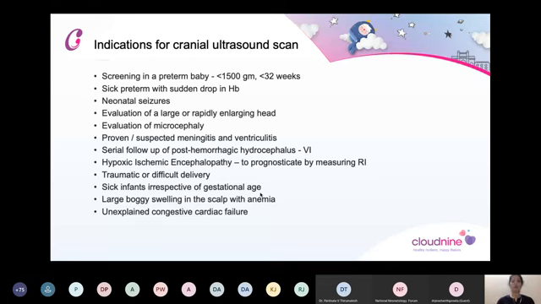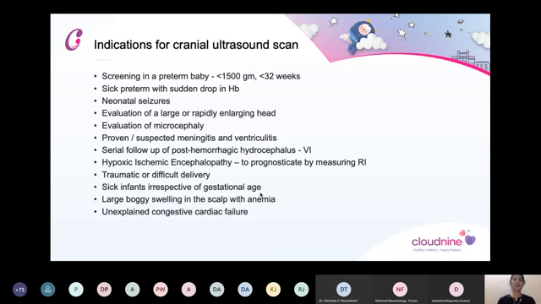within the first 3 days of life, and it is repeated after a week, and in the next month or so. So within the 36 weeks to 40 weeks corrected age, the ultrasound needs to be repeated. So that's the protocol for repeating a cranial ultrasound scan in preterm babies to screen for intraventricular hemorrhage.